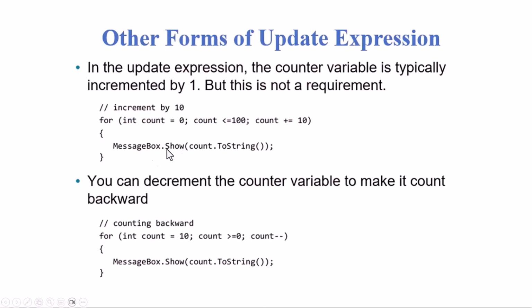If you're going through a database and you want to pick up every other customer in your file, you can do that by incrementing it by 2 each time. You can decrement the counter variable to make it count backwards, and you can do that also by multiples of 10, 5, whatever you want. You don't have to do it by ones.